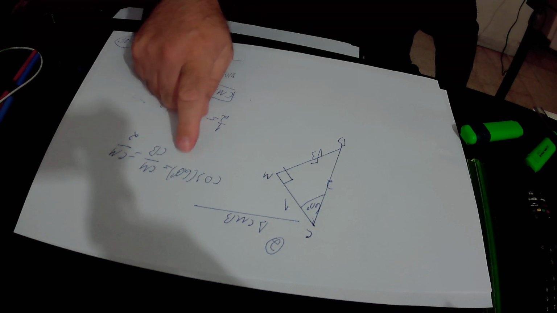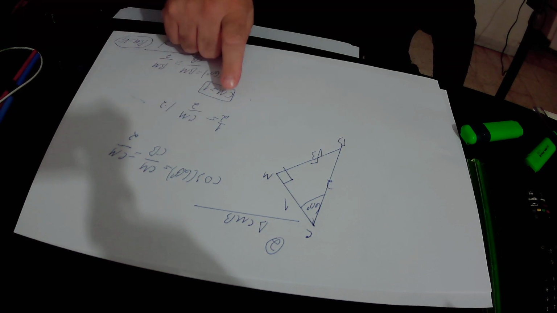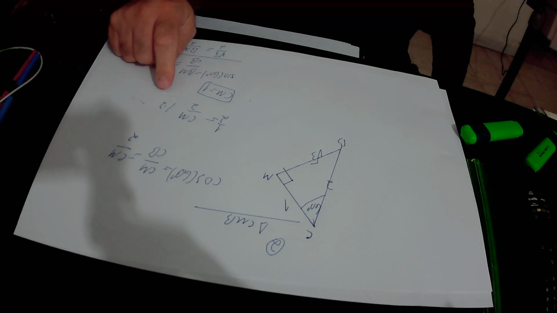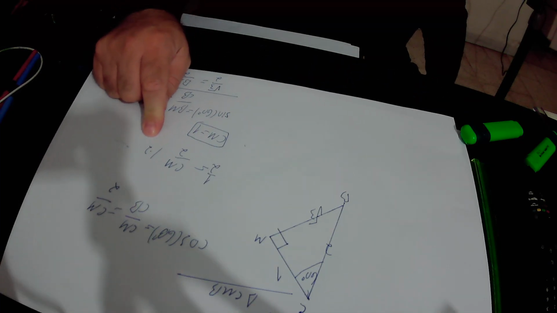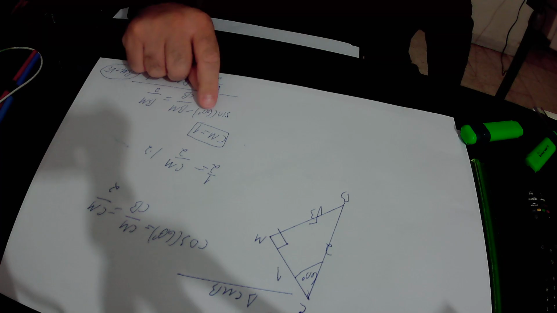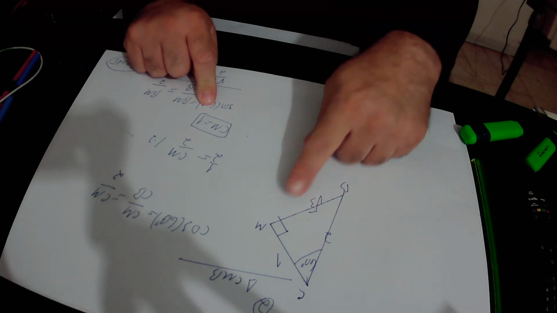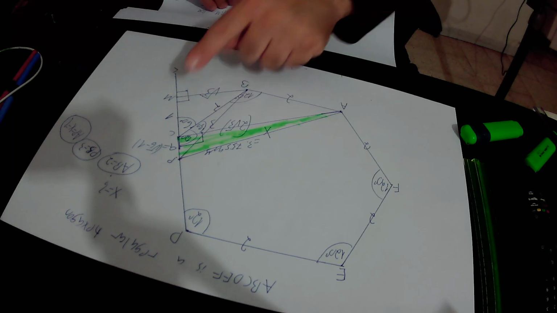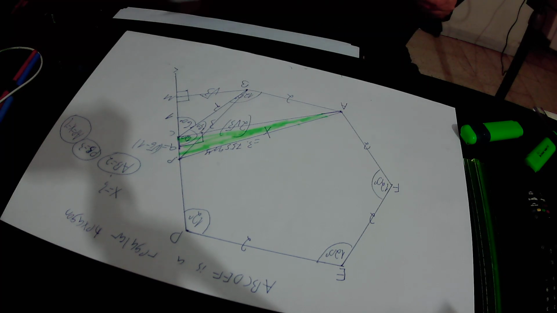So we can substitute cosine 60 degrees by 1/2. So 1/2 equals CM over 2. Here we multiply this equation by 2 and we find that CM equals 1 unit. Here CM equals 1 unit. You can write in the original drawing that CM equals 1 unit.